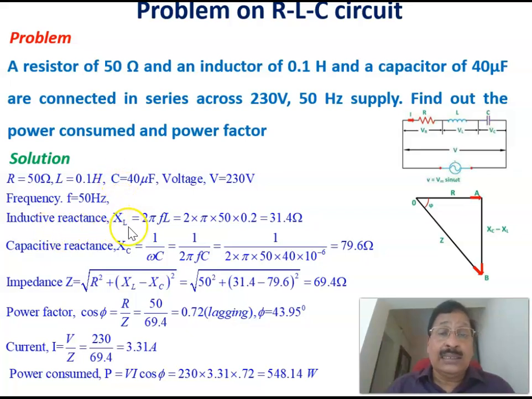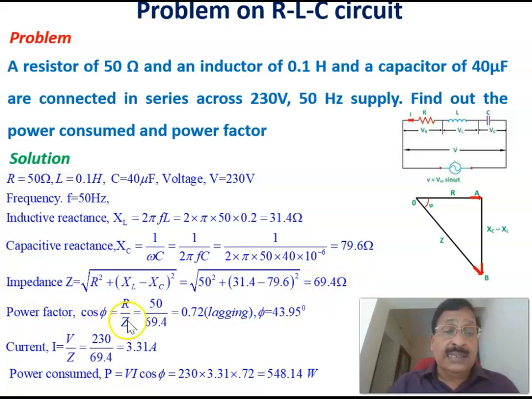Inductive reactance you can calculate: XL equals 2 pi F L, 2 pi into F into L, you'll be getting 31.4 ohms. And capacitive reactance is given by 1 by omega C, or 1 by 2 pi F C, 1 by 2 pi into 50 into 40 microfarad, that is 79.6 ohms. And the impedance is Z equals root of R squared plus (XL minus XC) whole squared, root of 50 squared plus (31.4 minus 79.6) whole squared, or 69.4 ohms.